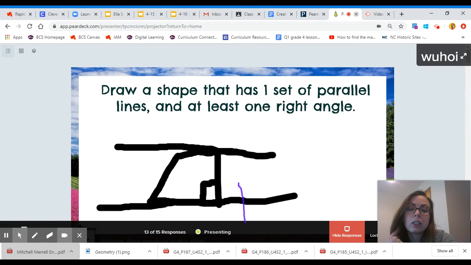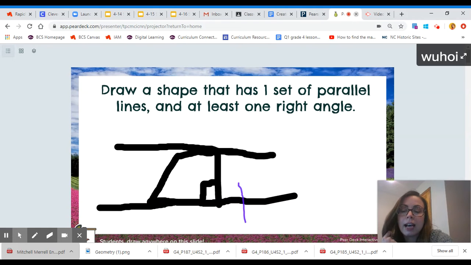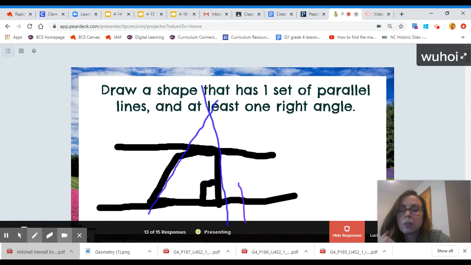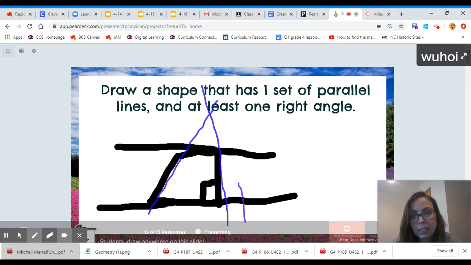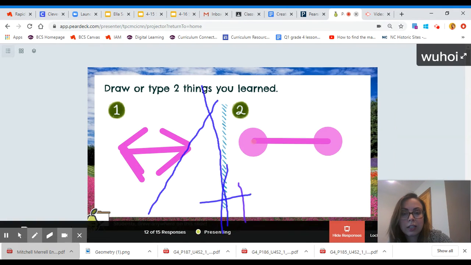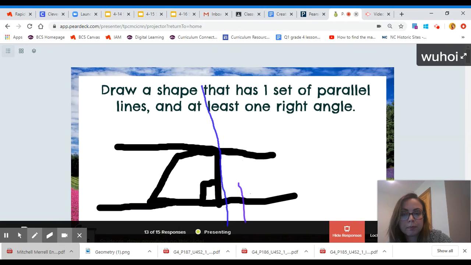So this one was a really good one. It did only have one set of parallel lines. And you'll notice that if those intersect, those are not parallel. Those are intersecting lines. They're not perpendicular. Now these right here are perpendicular. So that one is a good one.